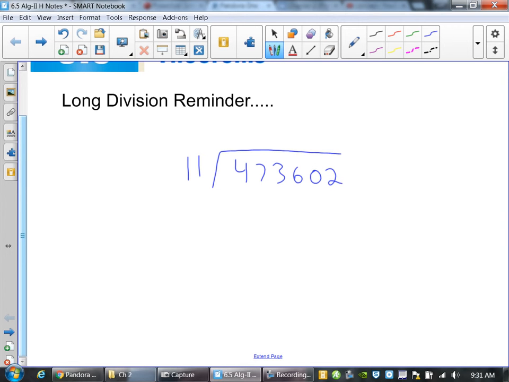So what you're doing here, when we're working with long division, you're trying to figure out how many times 11 goes into 4. Well, it doesn't go into 4, but it goes into 47. How many times does 11 go into 47? 4. So we place it above the 7. 4 times 11 is 44. Subtract it. We get a 3. Drop the 3. Hey, look at that. 33. Drop it.